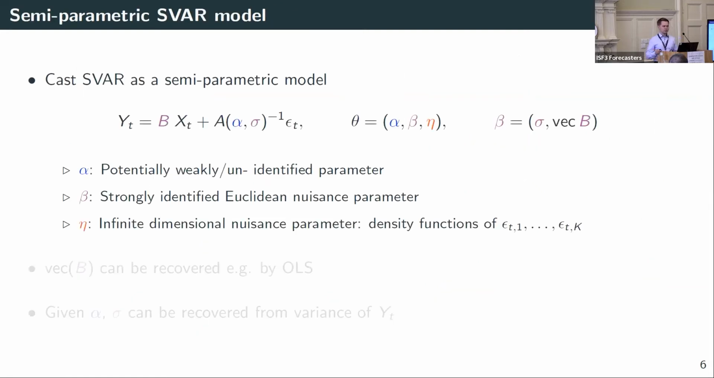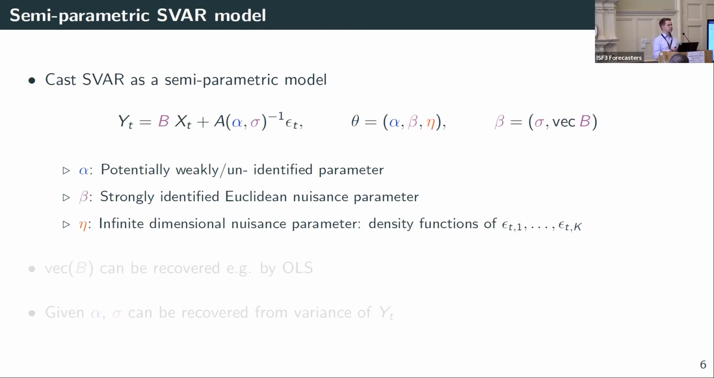So how can we solve this problem? What we do is we borrow from the semi-parametric literature and we combine their insights with the weak identification robust testing literature. We first cast the structural VAR as a semi-parametric model. Here you see the structural VAR where all of the lags have been summarized in this xt variable. B is just your standard lag polynomial on this. And then A inverse is the contemporaneous impact matrix that we're interested in.